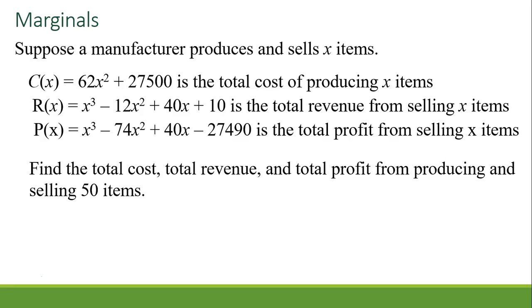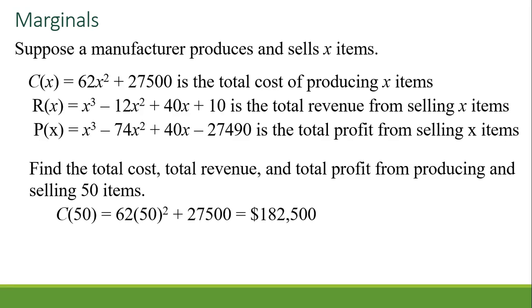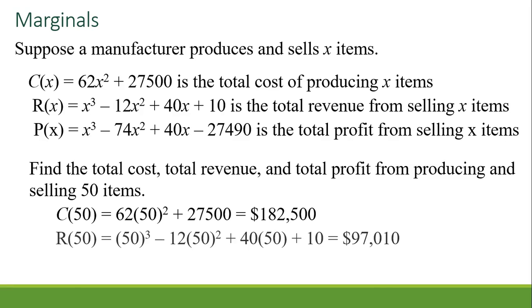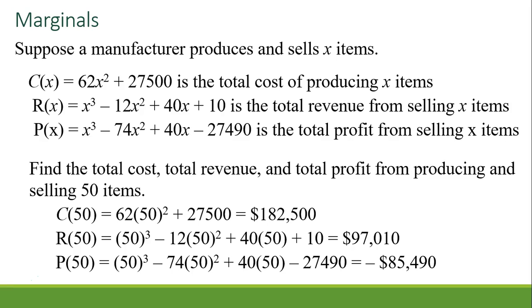Well, certainly, all we have to do is substitute 50 in each of our functions. So the total cost of producing 50 items is C of 50, which is $182,500. The total revenue of selling all 50 items is R of 50, which is $97,010. And the total profit from selling 50 items is P of 50, which is negative $85,490.